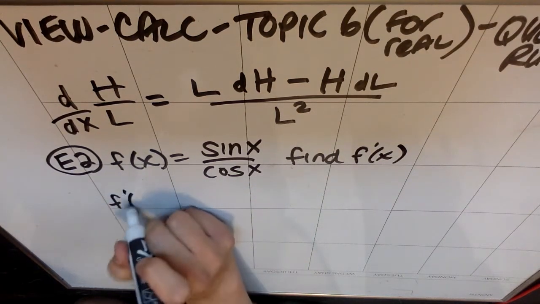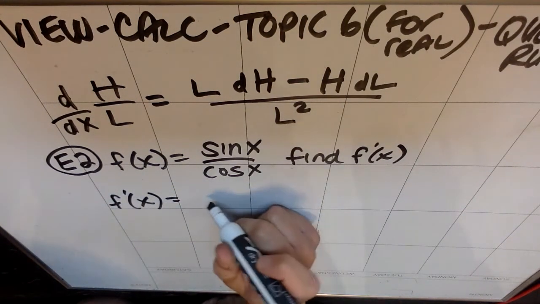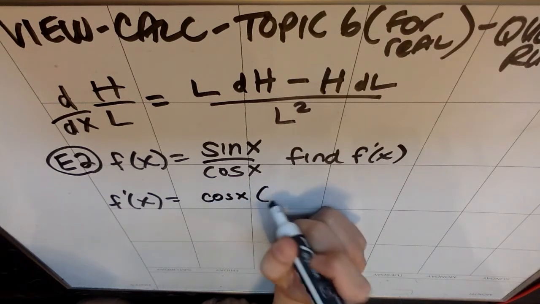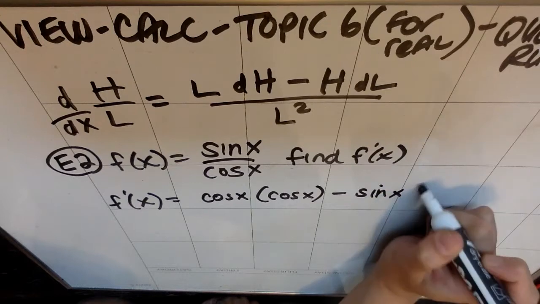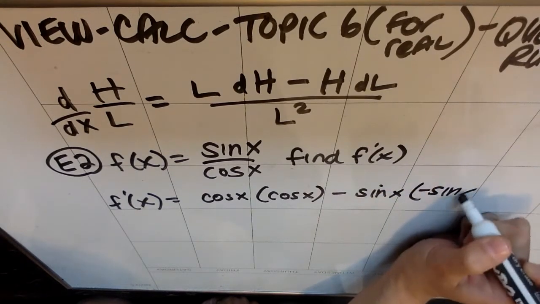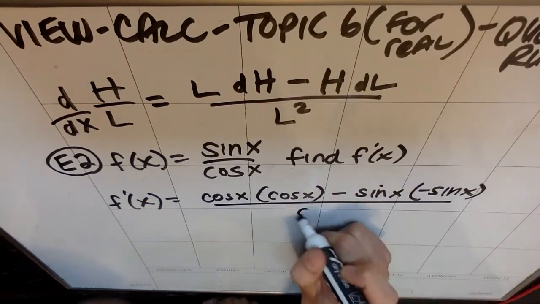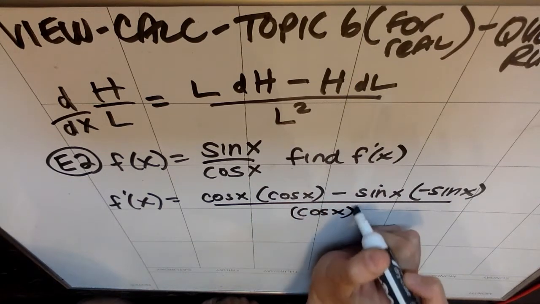So let's go ahead and find our f prime of x. So low d high is going to be cosine minus high, which is sine of x. D low will be a negative sine of x. Draw the line, square the low. So cosine of x, quantity squared.